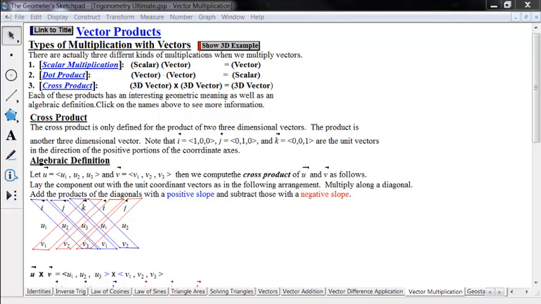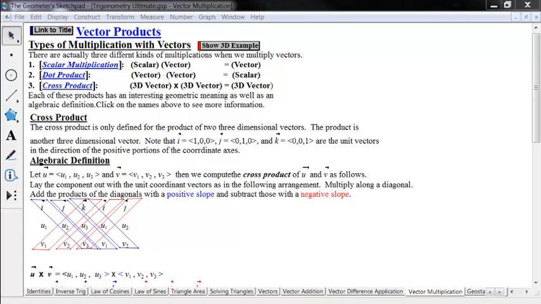Notice that whereas scalar multiplication, scalar times vector equals vector, and the dot product, vector times vector equals scalar, both of those can be done with any dimensional vector, like 2 dimensions, 3 dimensions, or any dimension like 13 or 15 or 25. The cross product is only defined for a 3-dimensional vector times a 3-dimensional vector, which gives you a 3-dimensional vector.